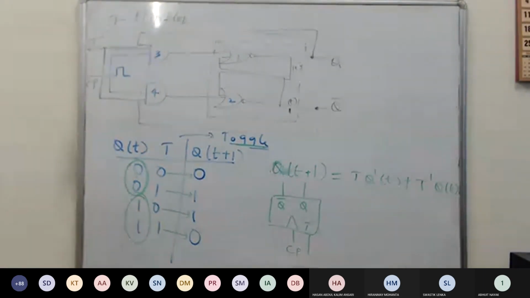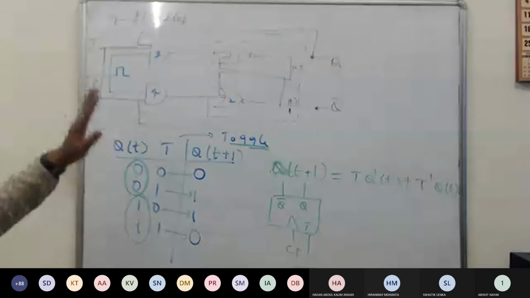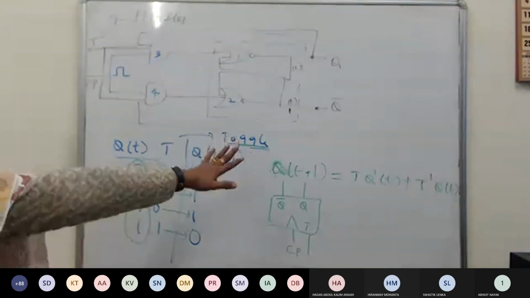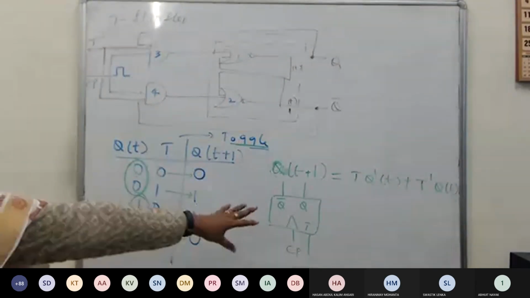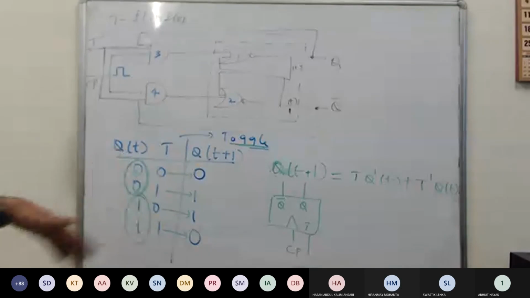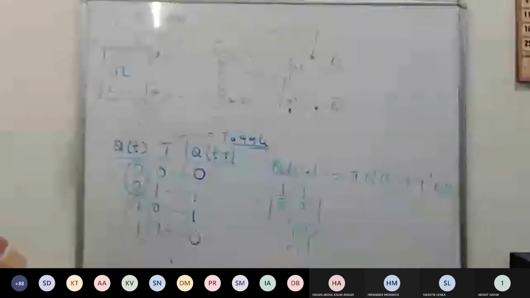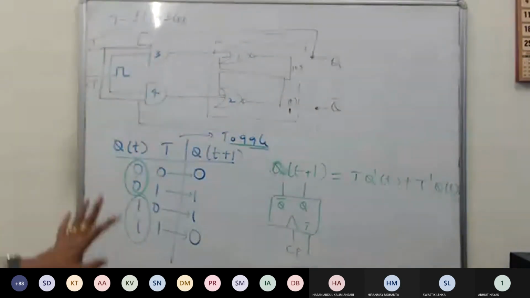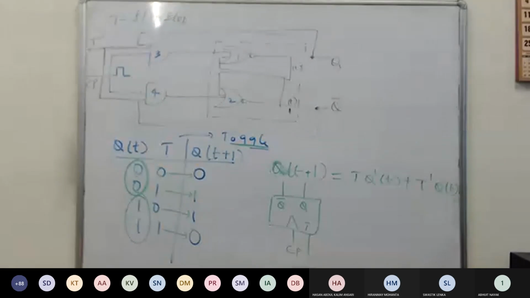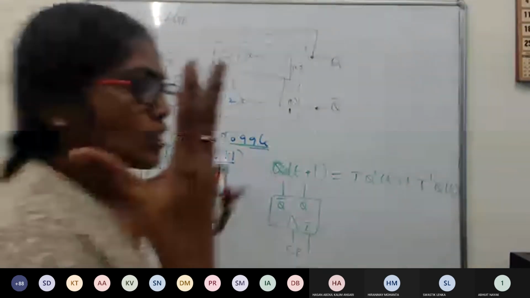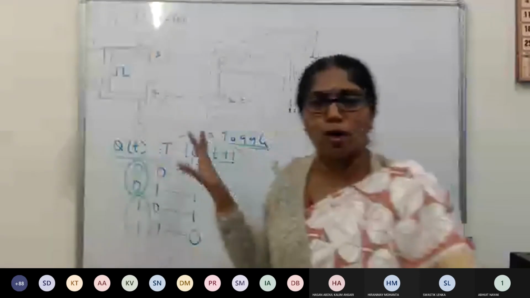Please work out on your basic SR, D, T, JK, all four flip-flops, their characteristic equation, their characteristic table, and the symbol. Just go through that. Afterwards, we can evaluate for any changes. It's very important. So, JK flip-flop, SR flip-flop, T flip-flop, and D flip-flop. With this only we are trying to analyze what exactly a sequential circuit is. These are the building blocks.